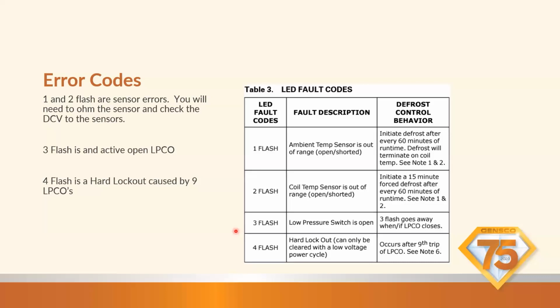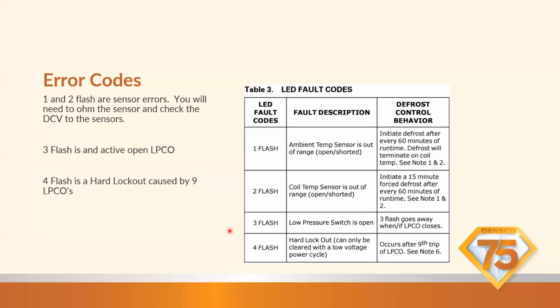3 flash means you have an actively open low pressure switch. So if it is flashing 3 flashes, that means at that very moment, the low pressure switch is open. So I would recommend you put your gauges on it and see what our pressure is. If the pressure is at 200 psi and you're still getting a 3 flash, that's really indicative that we have a failed low pressure switch because it cannot get voltage through it right now. It's just an open closed switch, and at this point, it's open. So that could just be a failed low pressure switch.